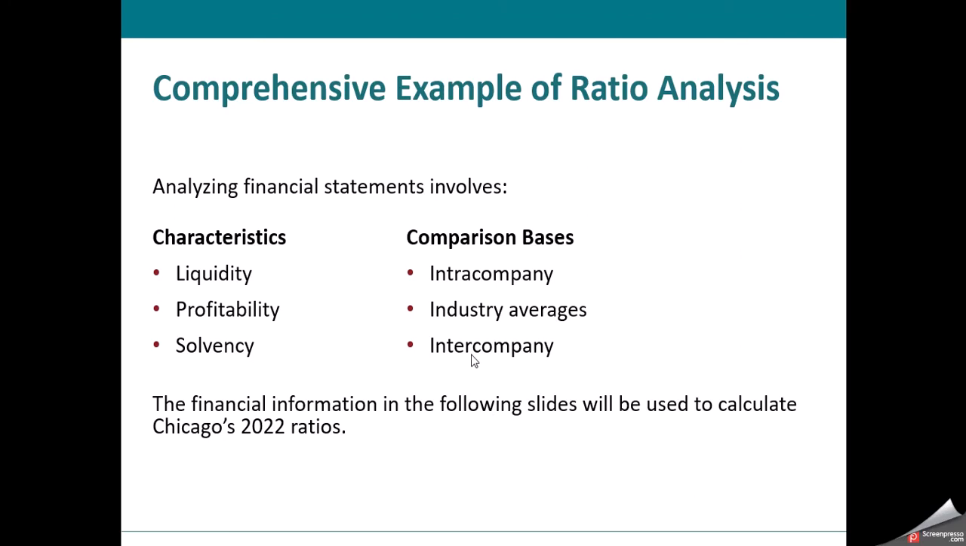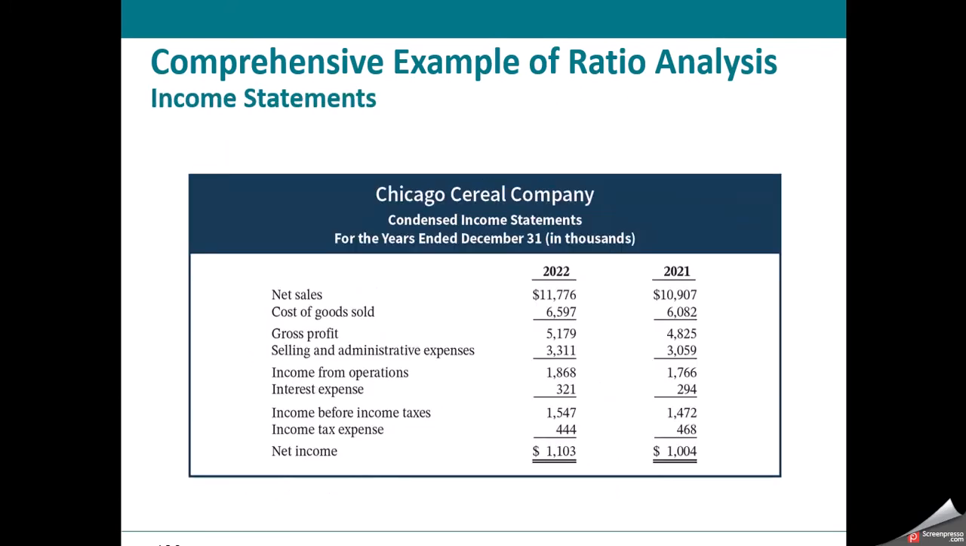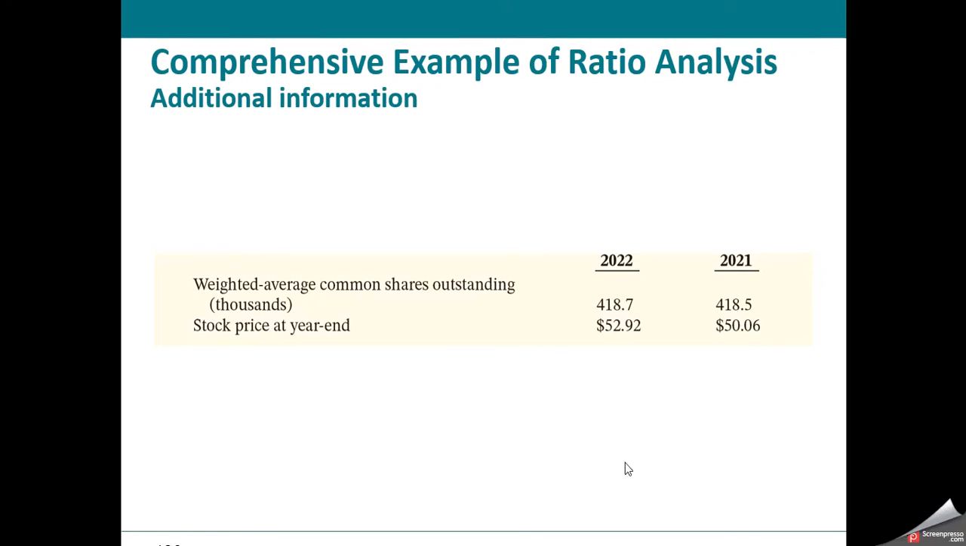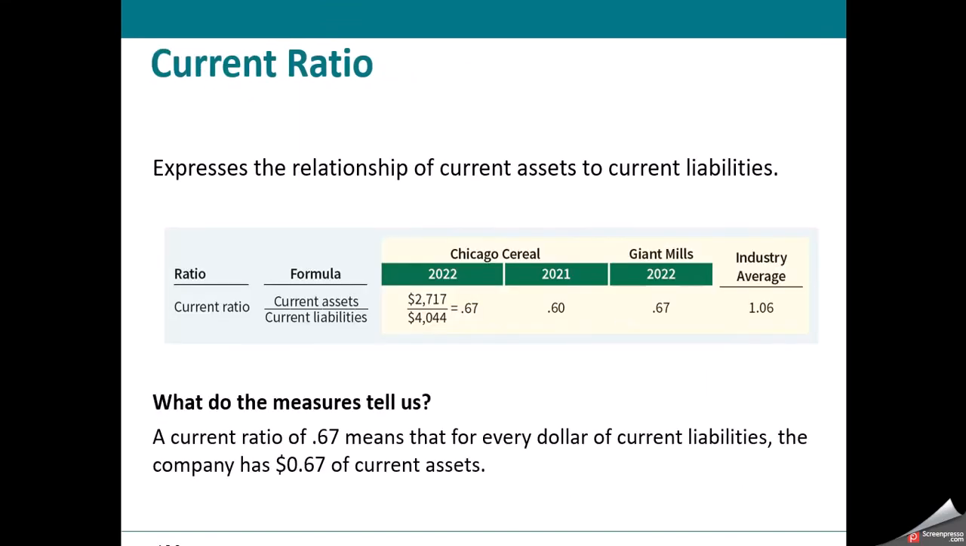So here we have an example of the ratio analysis with this Chicago cereal company. So again, we have their assets and their liabilities and owner's equity. We have their full balance sheet for 2 years, and their income statement also for 2 years, and their statement of cash flows for 2 years. They give us some additional information: these are our common shares outstanding, and this is our stock price at the end of both of those 2 years that are given. And then we're going to go through and actually compute each one of those ratios. So again, you'd want to know your formulas, but they'll give them to you here in this little table.